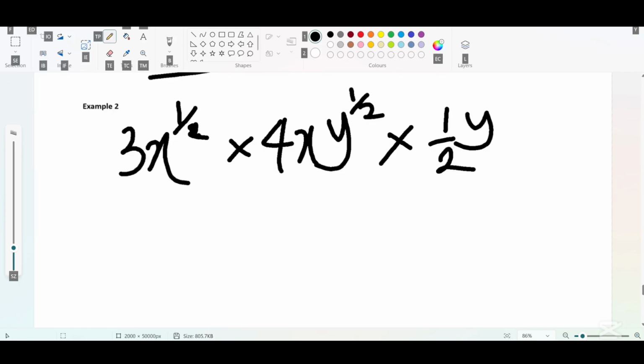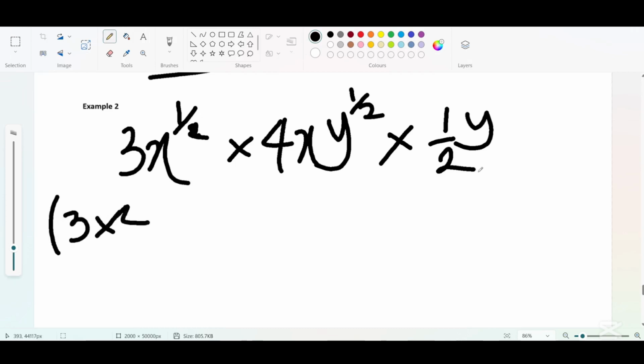So this is example 2. Now, how do we solve this problem? Given this question, we are asked to simplify this. So to simplify, we know the coefficients. The coefficients are 3, 4, and 1 all over 2. So what do we do to them? We multiply them out. So it's going to be 3 times 4 times 1 all over 2.